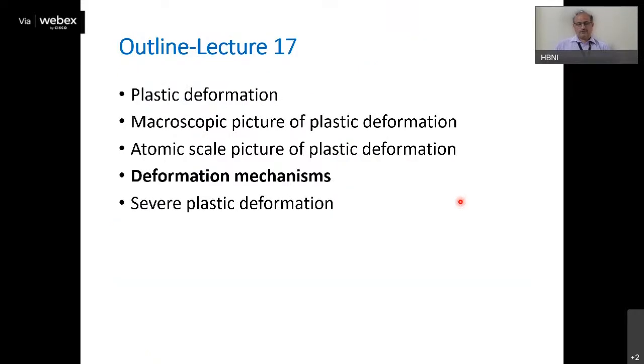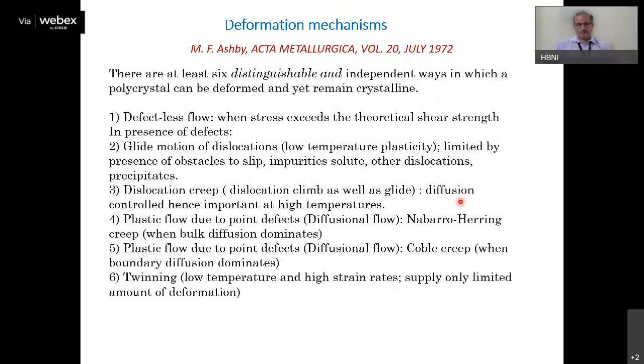Okay, now coming to the deformation mechanisms. As we discussed, the atomistic picture of the different ways in which the material can get deformed, now it is kind of a summary. So what are the different possibilities of plastic deformation? There is a very nice article by M.F. Ashby, and he basically classified all these mechanisms into six parts.